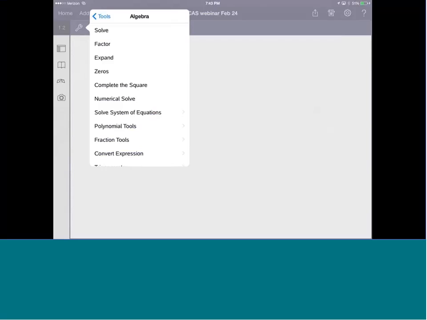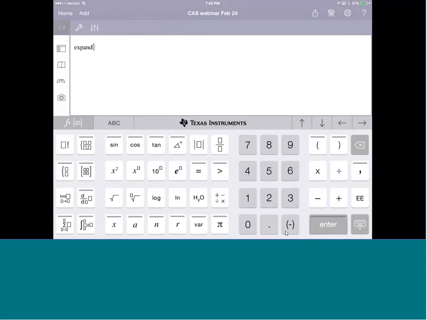So first of all, let me go ahead and expand. This keyboard that pops up is not an Apple keyboard. It's kind of an equation editor or math type thing, and it's wonderful. It has everything you could possibly want. So I'm going to expand the quantity x plus 2, raised to the 5th power. And because it's a CAS, it will do it immediately.